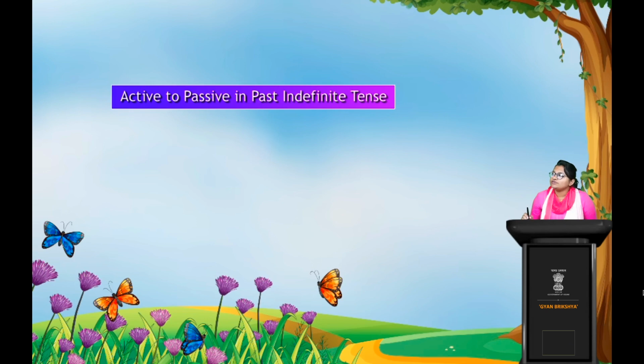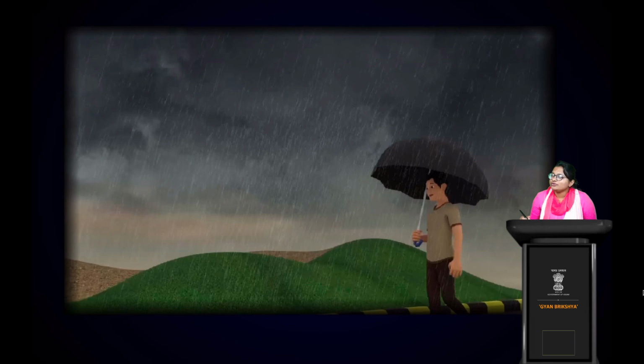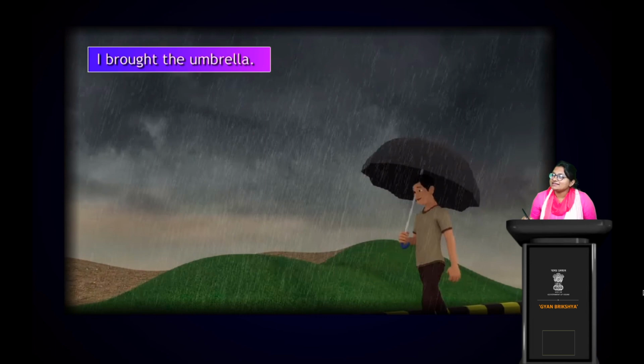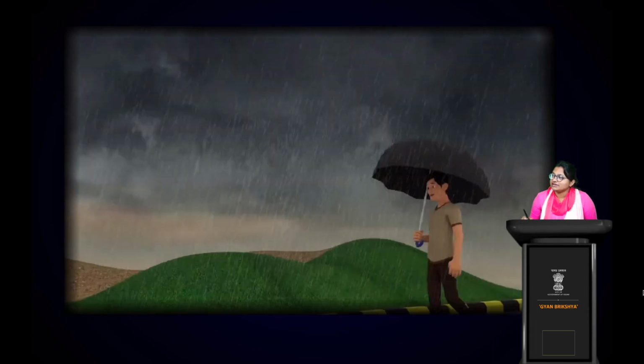Okay, now so active to passive in past indefinite tense. So in case of past indefinite tense, let's look at the changes from active to passive, right? Okay, so you see this is the sentence structure of the transformation from active to passive. This is active, this is passive, right? Okay, let's see now. What is the boy doing? The boy seems to be walking in the rain with an umbrella. So the sentence is I brought the umbrella. So this was the active voice.